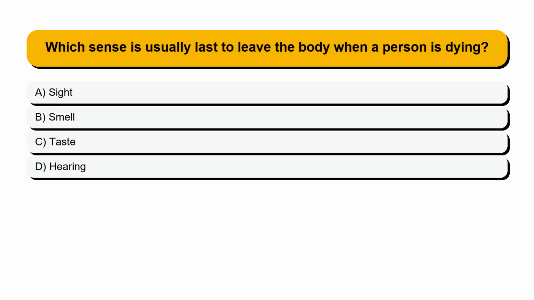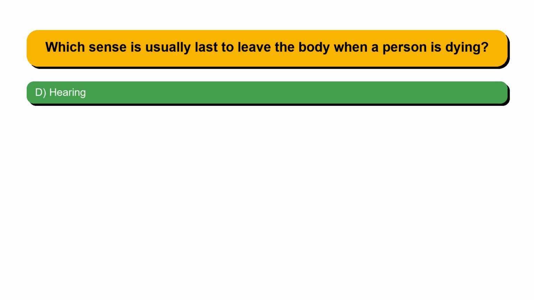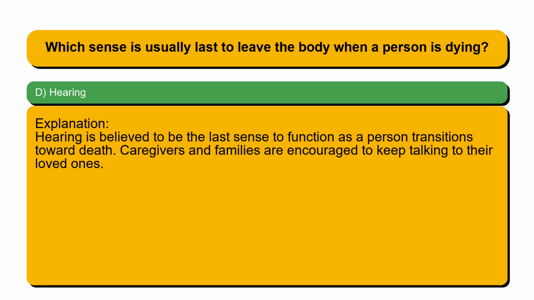Question 56. Which sense is usually the last to leave the body when a person is dying? Option A. Sight. Option B. Smell. Option C. Taste. Option D. Hearing. The correct answer is option D. Hearing. Hearing is believed to be the last sense to function as a person transitions toward death. Caregivers and families are encouraged to keep talking to their loved ones.